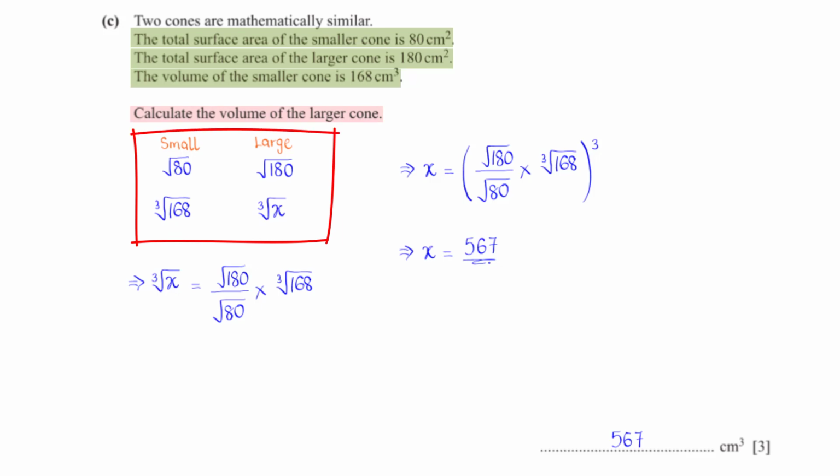Since we are dealing with area and volume values in this case, we need to take the square root of the area values and take the cube root of the volume values. From the ratio, we can set up our equation as this. To make x the subject of the equation, we cube both sides of the equation. This gives us x equals square root of 180 divided by square root of 80 times cube root of 168, all cubed. When we type this into the calculator, we get x equals 567.